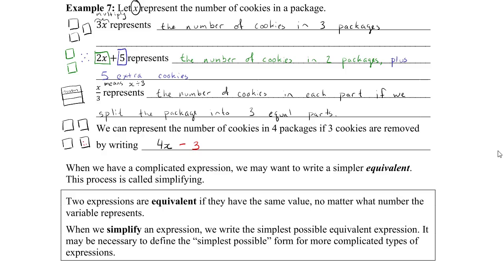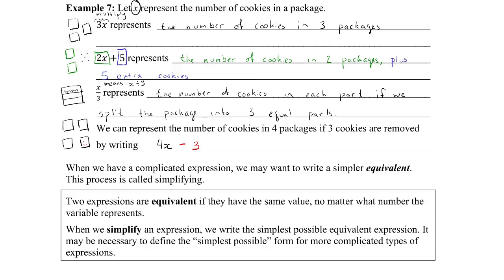When we have a complicated expression, we may want to write a simpler equivalent expression. This process is called simplifying. So if we just want a simpler expression than a given expression, we can just say 1, because 1 is a really simple expression. We don't want just any old simpler expression.